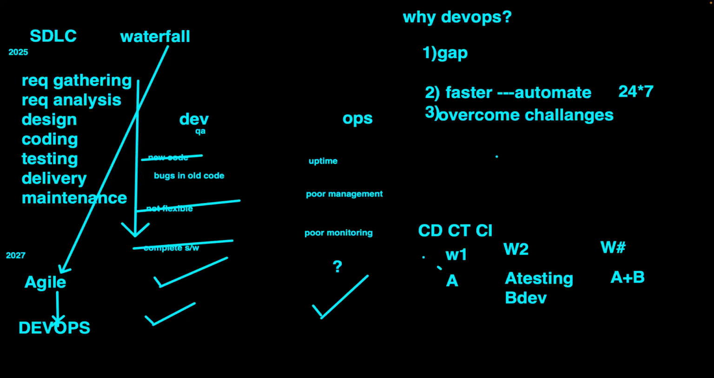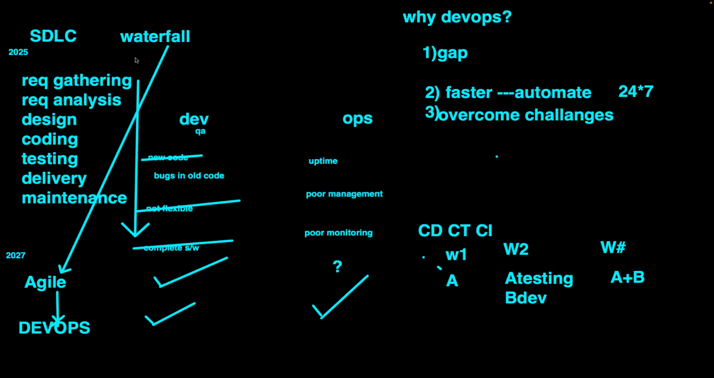As you said in this example, in Agile, in the first week, the A code is developed and tested and integrated like this. And what process will this DevOps follow? I'll tell you. Let me bring up the differences between the three methodologies.